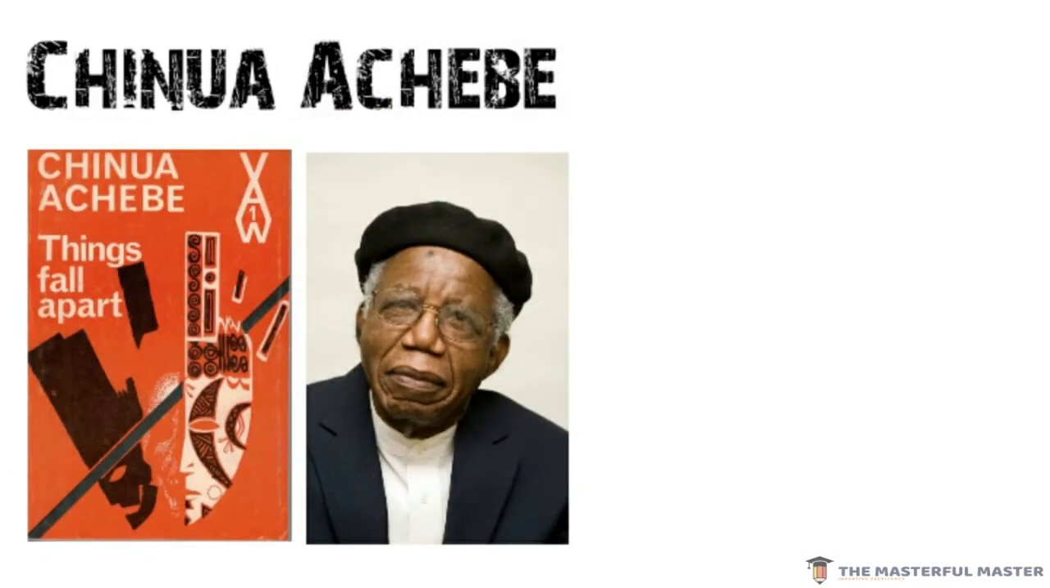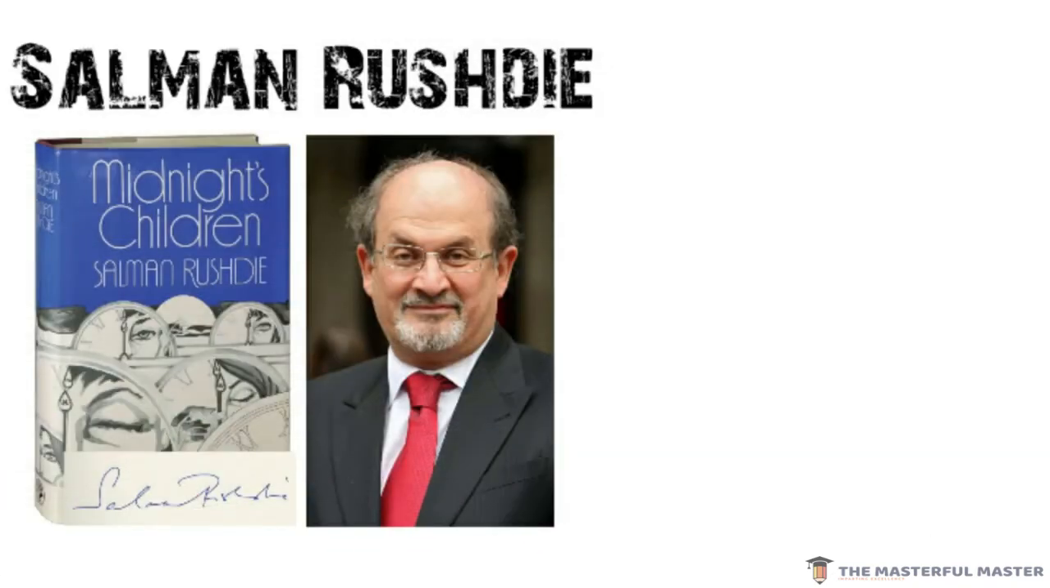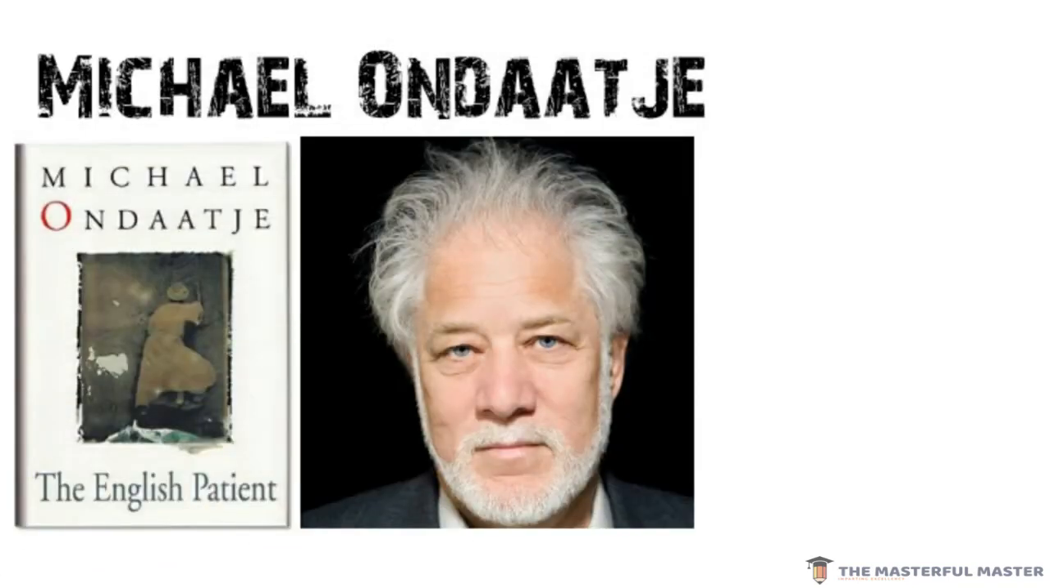Chinua Achebe of Nigeria, with his first novel Things Fall Apart, published in 1958, writes about the tensions between the people and values of the native Igbo community and the Christian colonizers. Salman Rushdie's most popular novel, Midnight's Children, intertwines personal events into the history of India. Michael Ondaatje's The English Patient surveys lots of post-colonial themes.